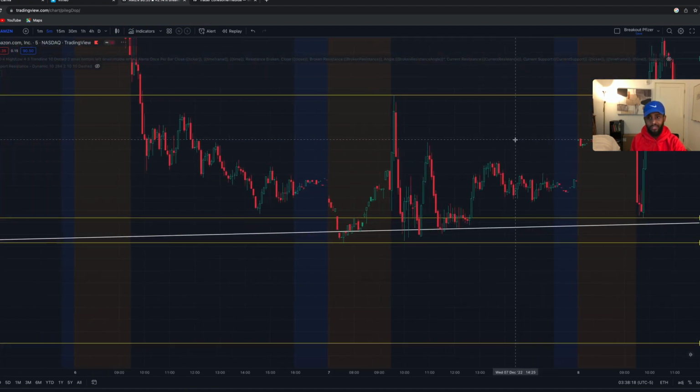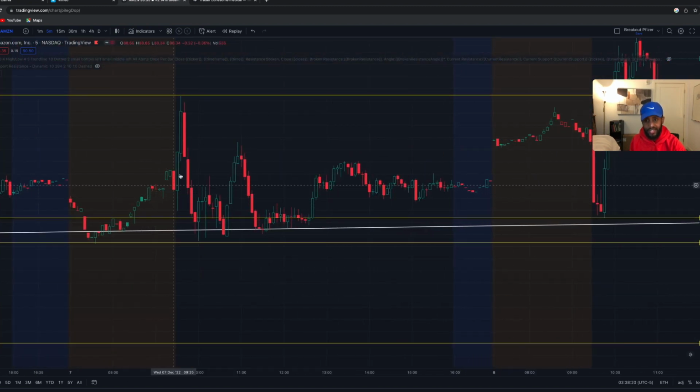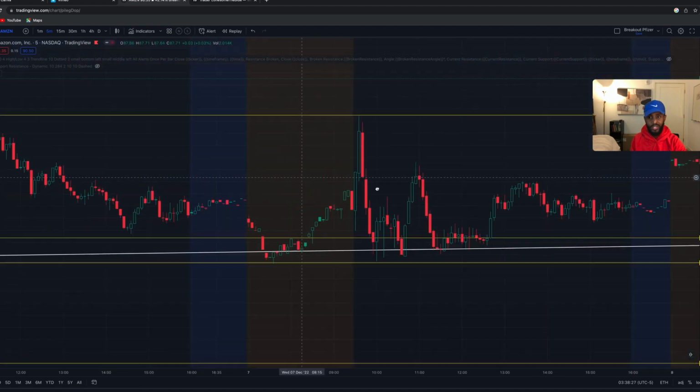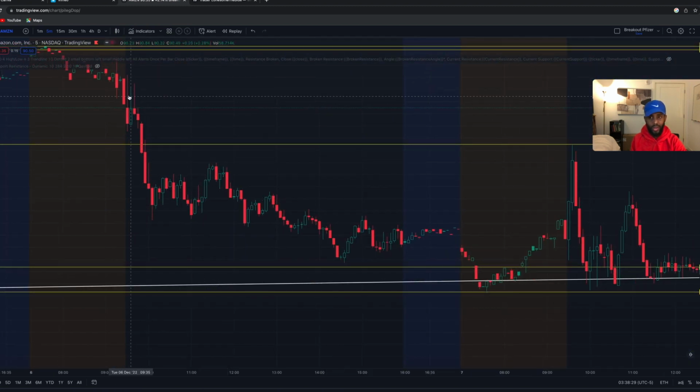We can see even the prior day that this level worked as a resistance level, and then these levels worked as a support level. Same thing with the day before. Amazon had this big sell-off and it found support around this key area.